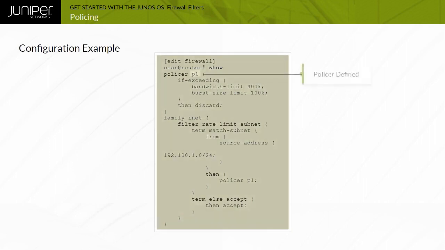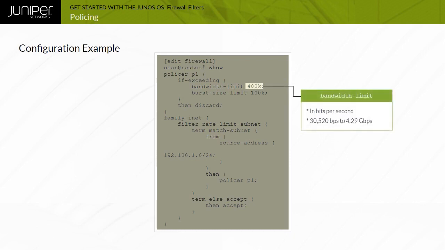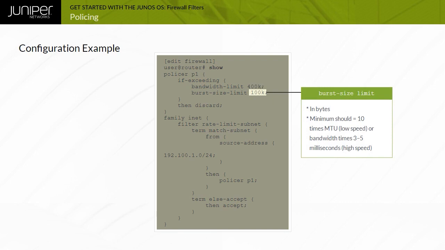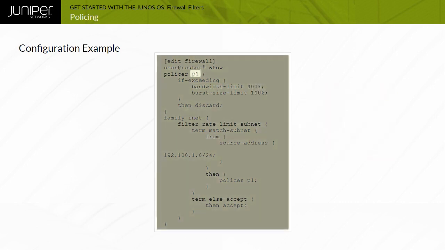In this example, you define a policer named P1 that discards traffic that exceeds the defined average bandwidth of 400 kilobits per second and the defined burst size limit of 100 kilobytes. Once you define this policer, you can call it from any firewall filter. By default, devices running Junos OS treat each invocation of the policer separately and track statistics separately for each term that references the policer. You can think of the policer definition as simply defining a set of parameters that you can choose to reference in any firewall filter term.